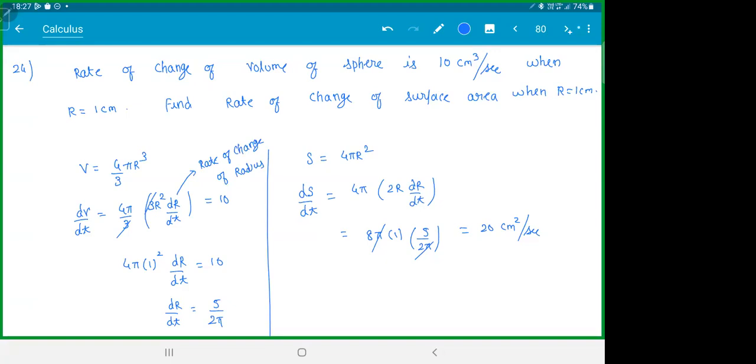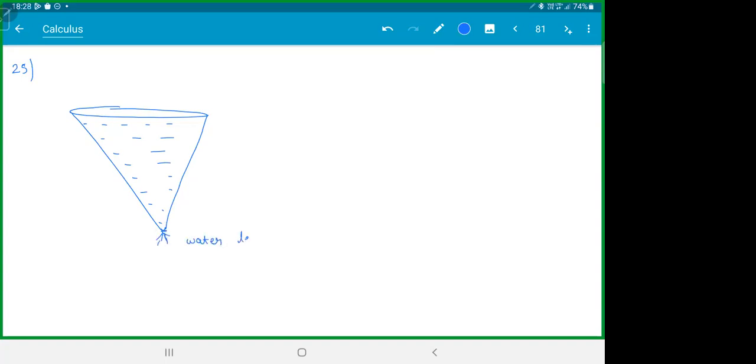Next thing. Let's say we have a cone completely filled with water. There's a small hole at the bottom and the water leaks. For some reason, water leaks at a constant rate, which in reality is not true. V centimeter cube per second. This is radius r and this is the height h.